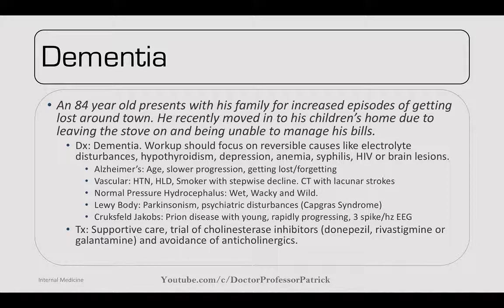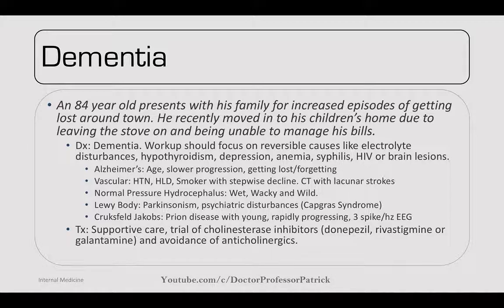And some of the common causes of dementia, Alzheimer's being the most common. Age is the largest risk factor. It's got a slow progression, and it often presents with temporal lobe abnormalities like getting lost and forgetting things. Next up would be vascular dementia, which is caused by hypertension, hyperlipidemia, and smokers. And this is more of a stepwise progression. On CT scan, you would see lacunar strokes or small lakes.